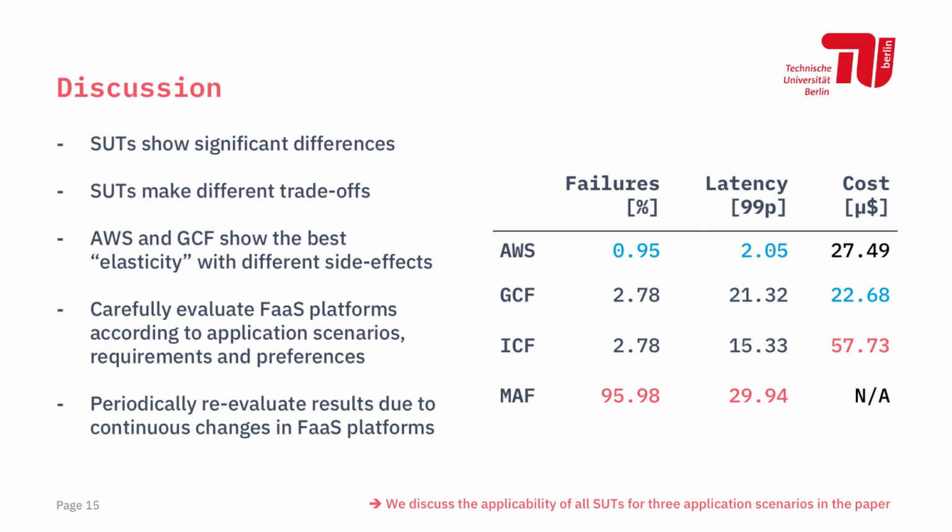And we also think that you need to reevaluate these platforms using our toolkit periodically to see if something changed, because these platforms are under rapid development. Because as you can see here from the table, Microsoft Azure Functions had a really high failure rate, and we believe that that's basically because they started a little bit later with function as a service and might not have implemented the same strategies as all the others.